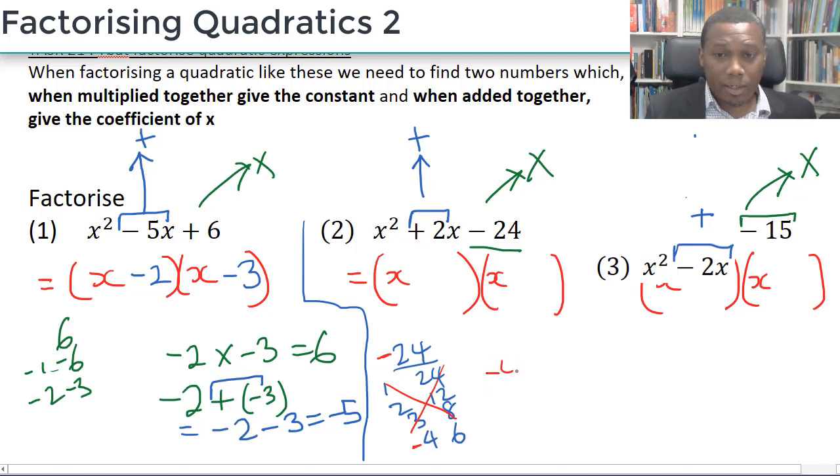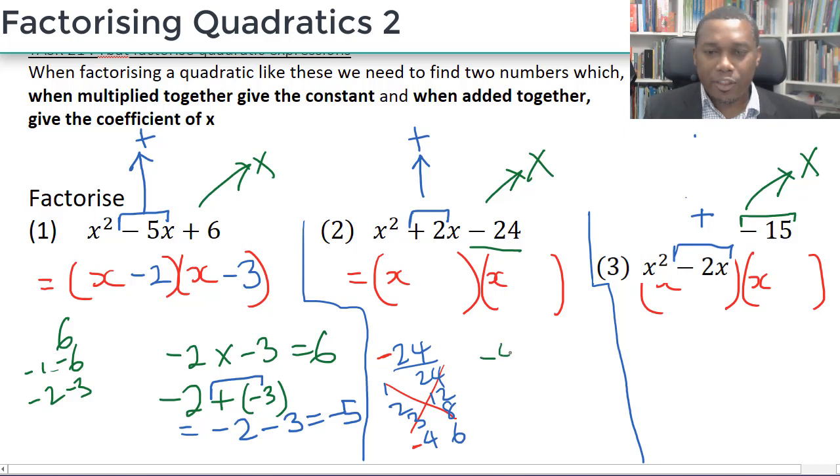Let me do my check in green. And let me just separate my screen there. That's my space to do my third question. And what am I saying? I'm saying that minus 4 times 6 will give me minus 24, as required, and minus 4 plus 6 is going to give me 2.